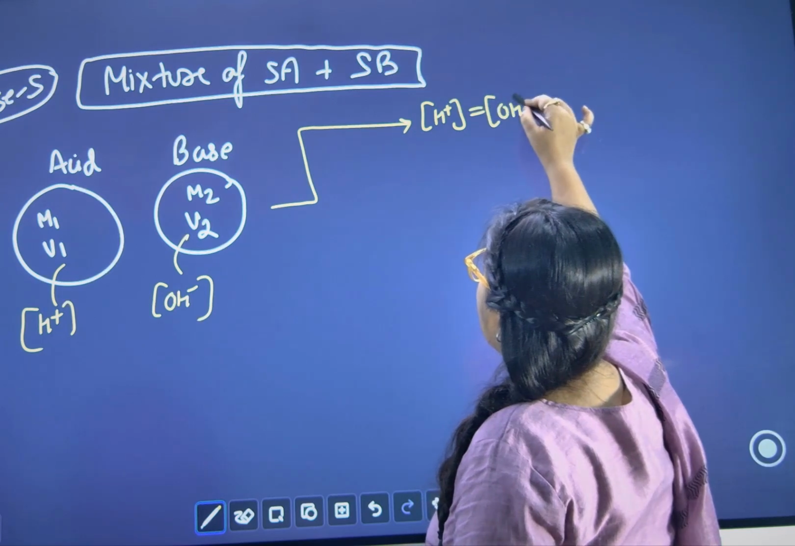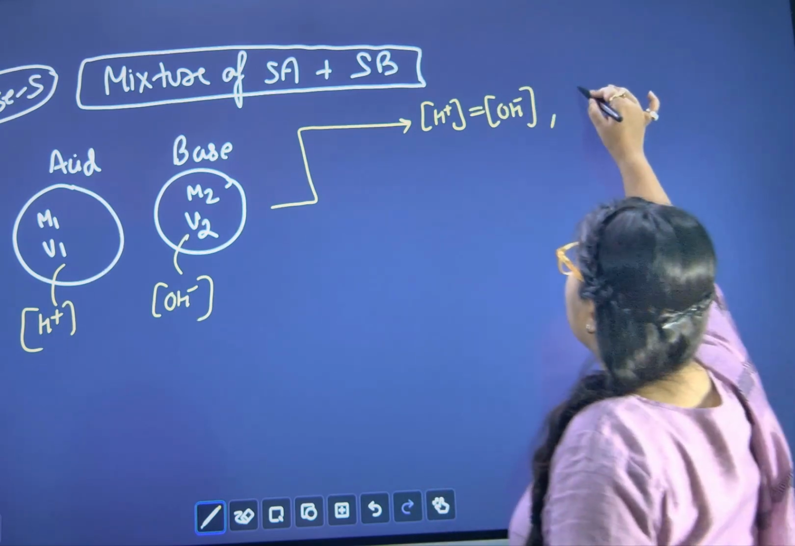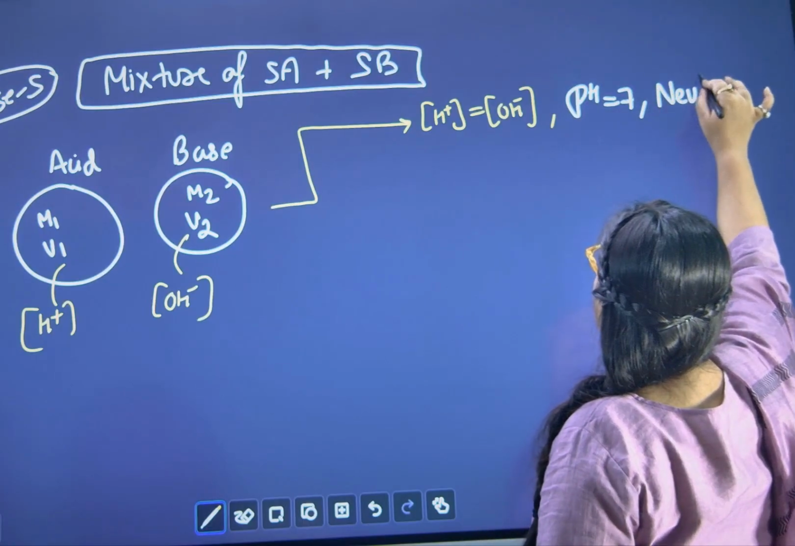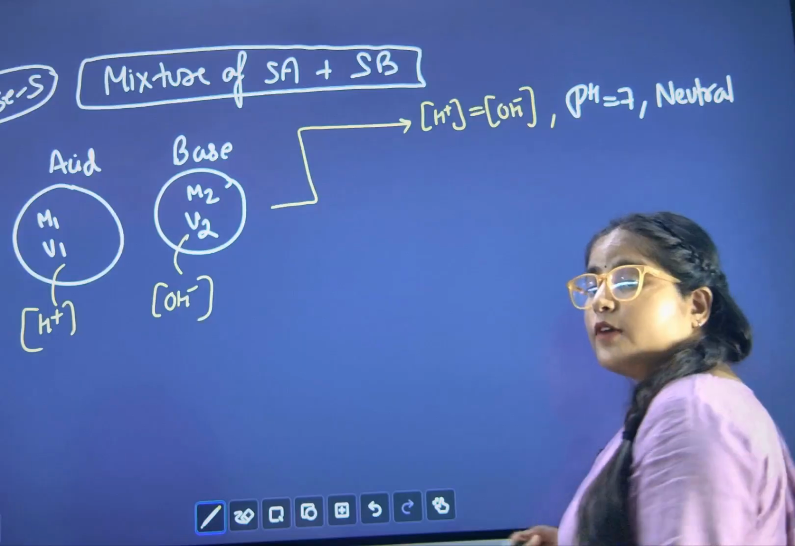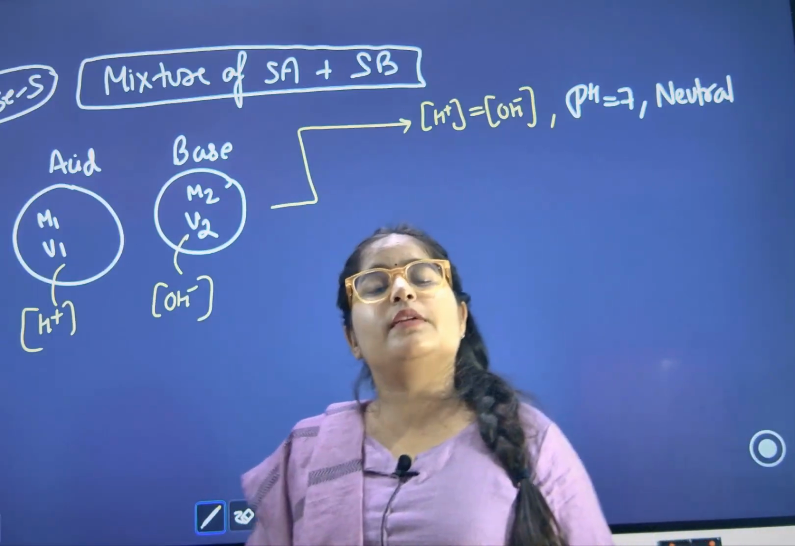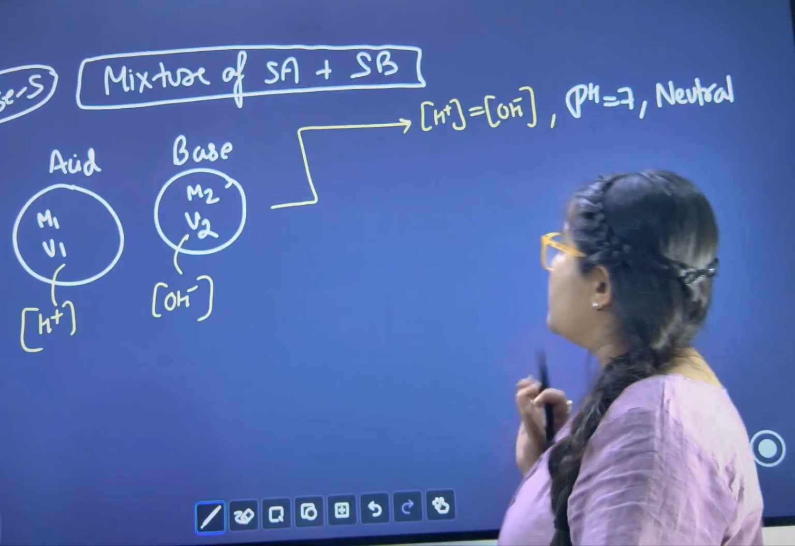Let's say in the first case, if your H ion is equal to OH minus ion, in that case what will happen? The pH will become equal to 7. The solution will become neutral. Are you able to understand? If in a question it is given H ion, OH ion is equal, then we will say the solution will be neutral, pH will be 7 without any stress.